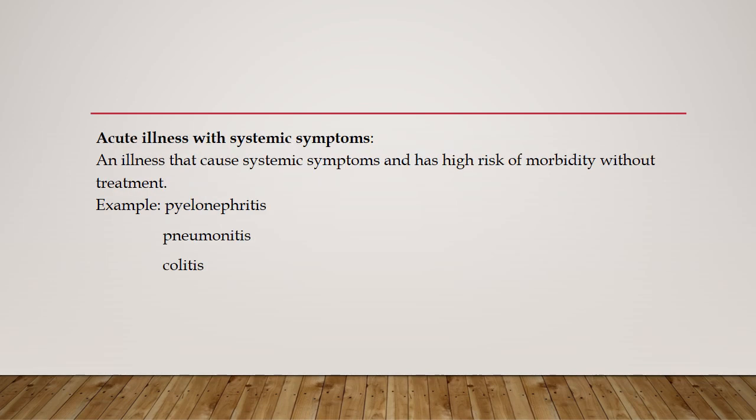Then the next one is acute illness with systemic symptoms. The patient has a condition which occurred recently, a short new condition, but the patient has many systemic symptoms and the condition has a high risk of morbidity without treatment. The systemic symptoms do not include fever or body pain like that. Systemic symptoms means, for example, sepsis. Sepsis is a systemic symptom. So if such a case occurs, you can classify it under acute illness with systemic symptoms. Examples are pyelonephritis, pneumonitis and colitis.